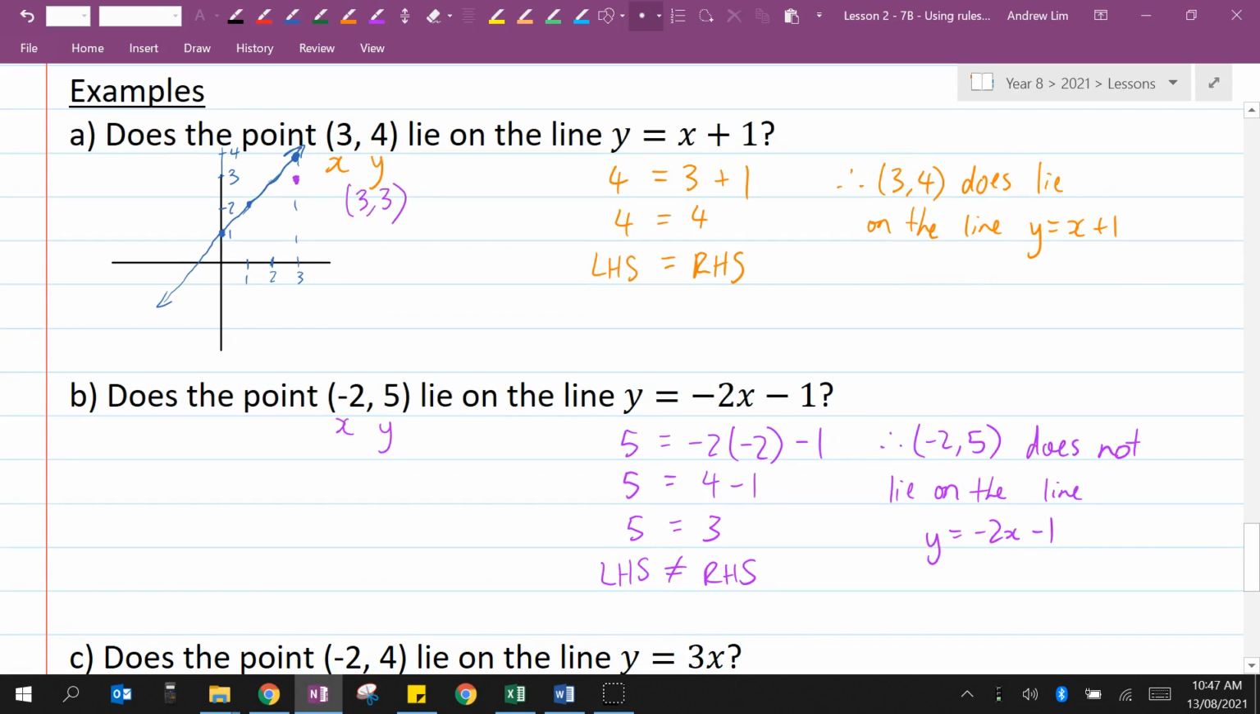Okay, so that's it for this video. Now you know how to construct a table of values and use it to graph straight lines, as well as to determine whether a point lies on a line or not.